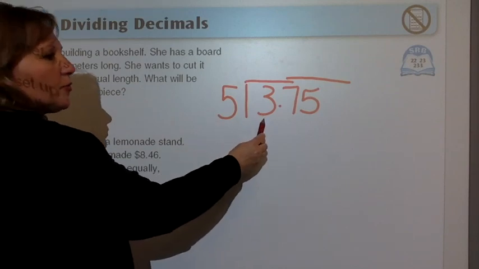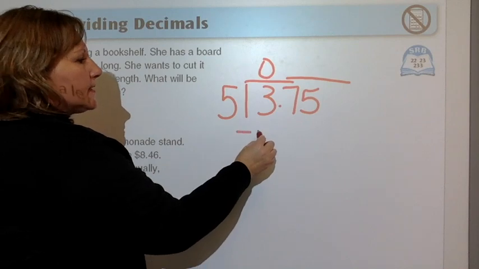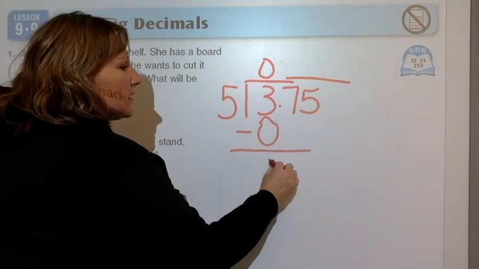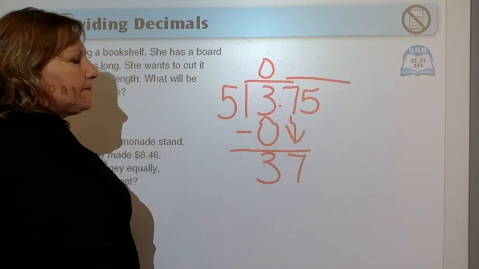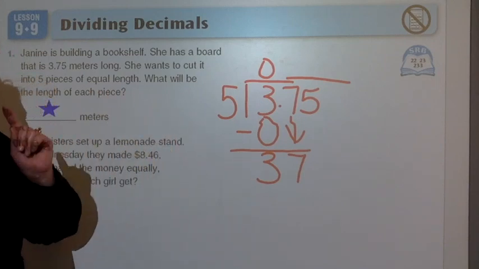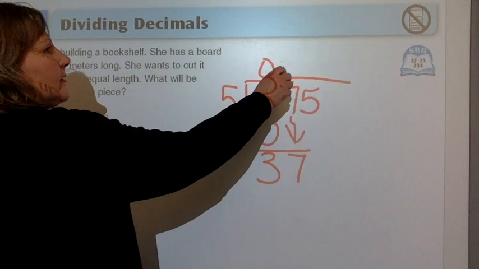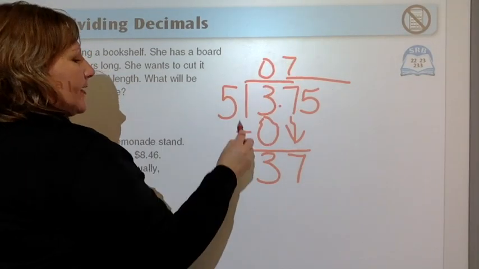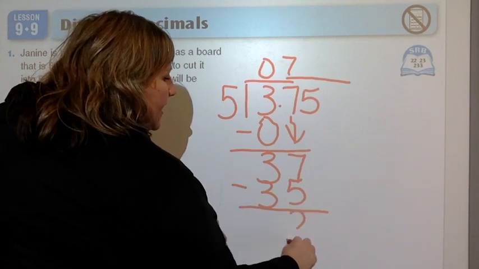All right, first I'm going to divide. 5 can go into 3 0 times. 0 times 5 is 0. We're just going to subtract. We're going to bring down like we normally would. Everything's the same. How many times can 5 go into 37? Well, I know that 5 times 5 is 25, so I have to go up from there. 5 times 6 is 30. 5 times 7 is 35. Let's use 7. 7 times 5 is 35. Subtract. Bring down.